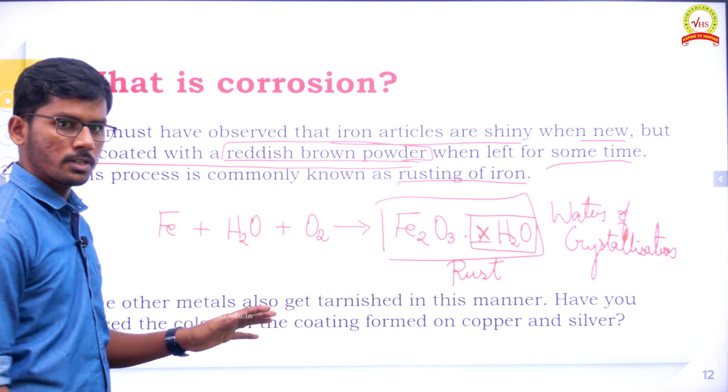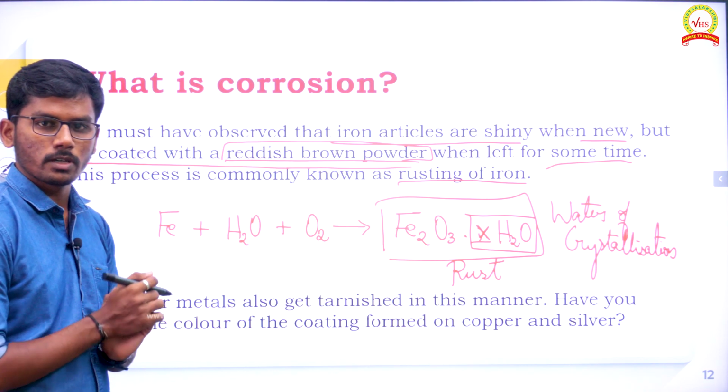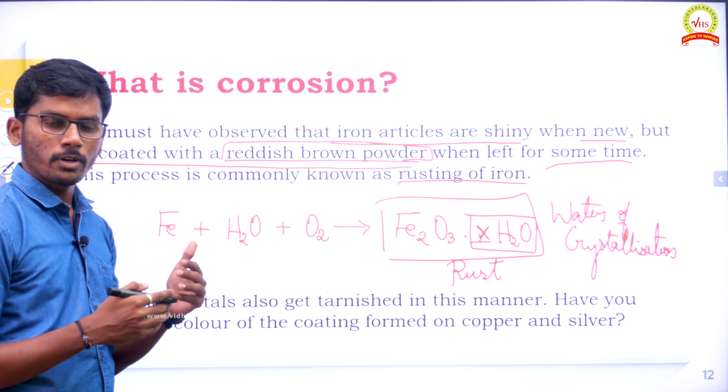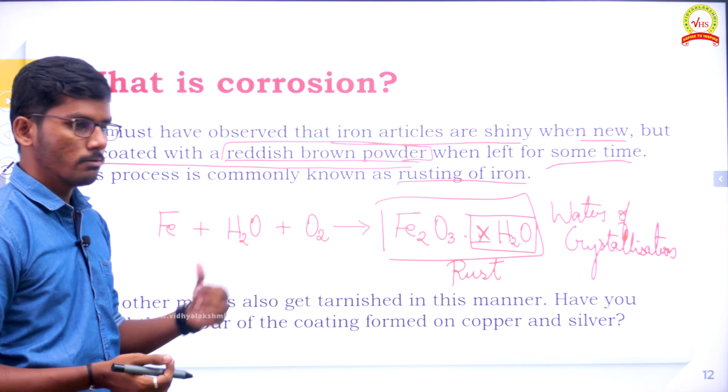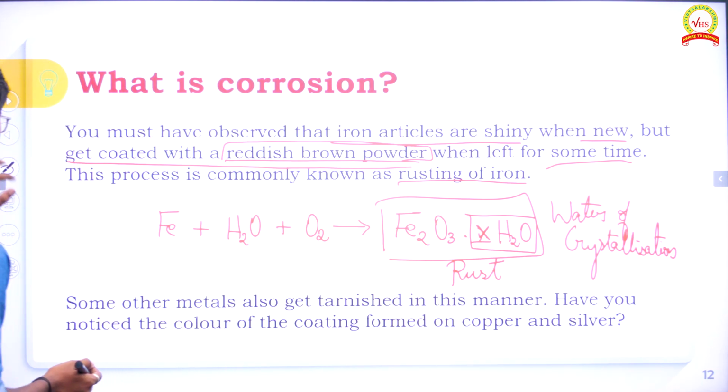So this is the process happening in the rusting of iron. In the same way, you would have seen copper and silver, these metals, also lose their shining nature in day to day life. What does it mean? What is the process happening? We'll see in the next slide.